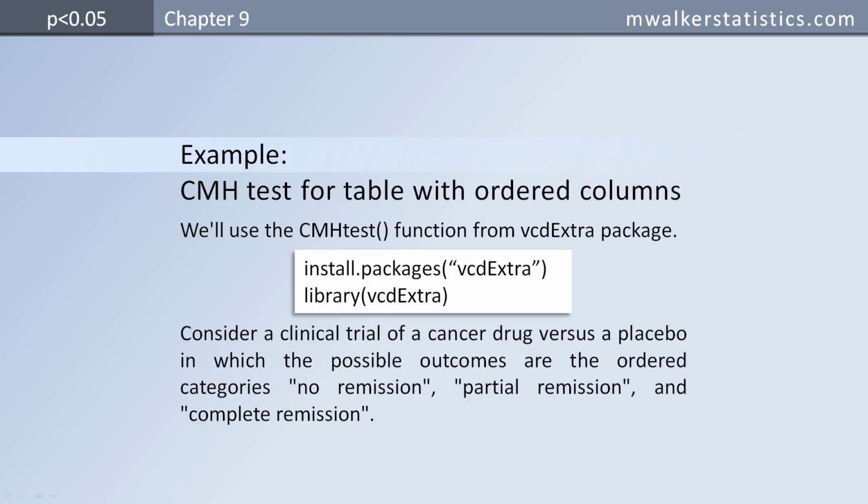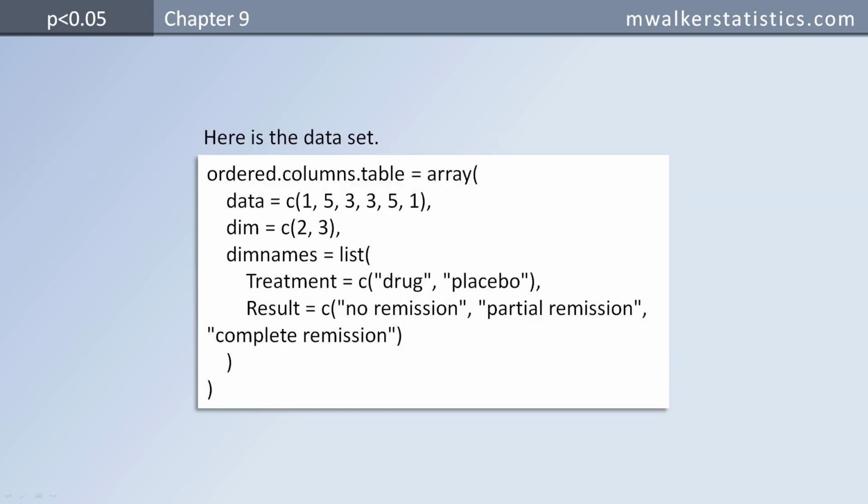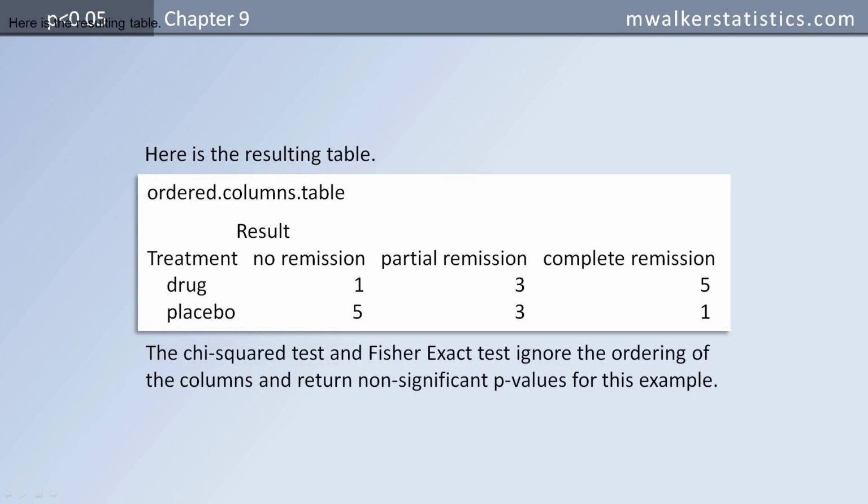Example: CMH test for table with ordered columns. We'll use the CMH test function from the vcdExtra package. Consider a clinical trial of a cancer drug versus a placebo in which the possible outcomes are the ordered categories no remission, partial remission, and complete remission. Here is the data set. Here is the resulting table. The chi-squared test and Fisher exact test ignore the ordering of the columns and return non-significant p-values for this example.